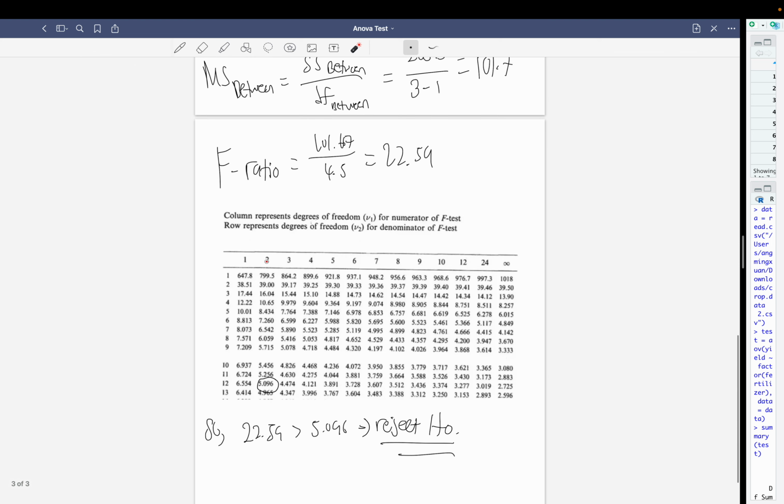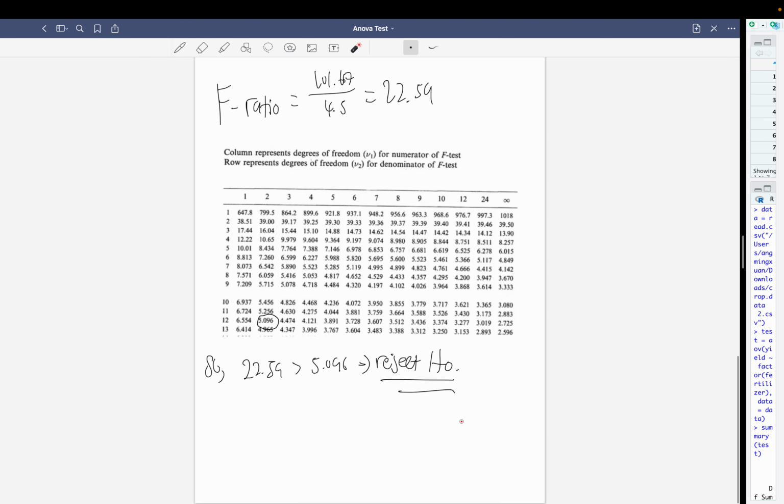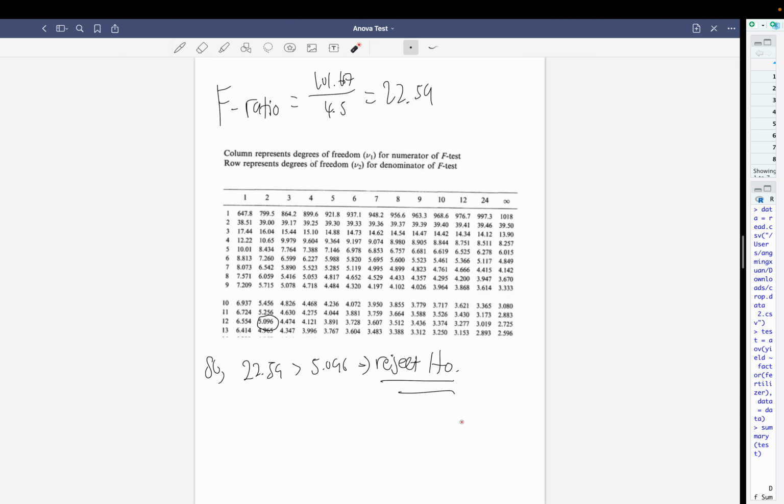And so we can look at the table for 2, 12, which is 5.96. Since our F ratio is greater than this critical value, we can reject H0, and so we can say that the means do differ. And thus, the willingness to invest during or after a recession is different from normal days. Yeah, and that's all for understanding the Anova test.